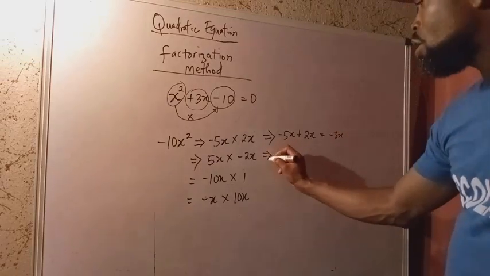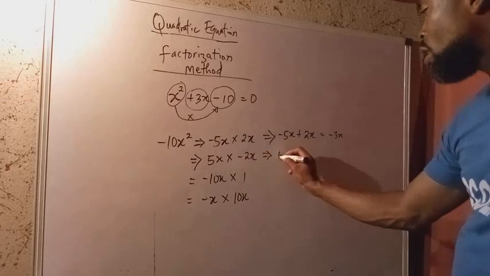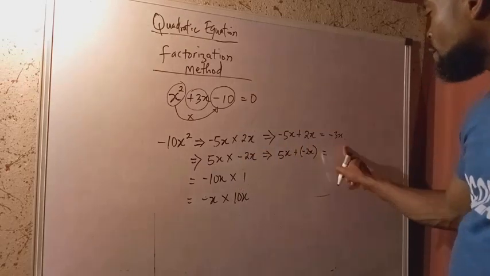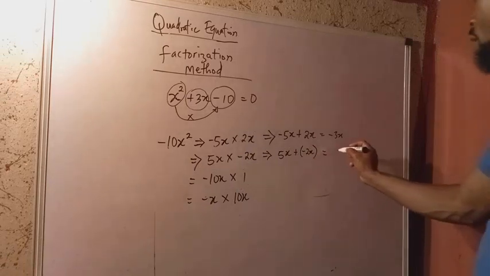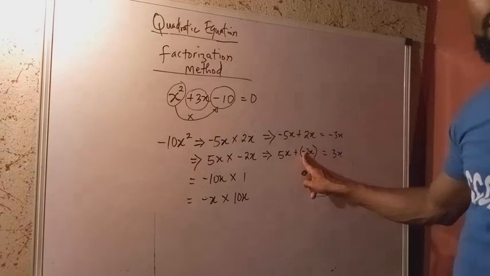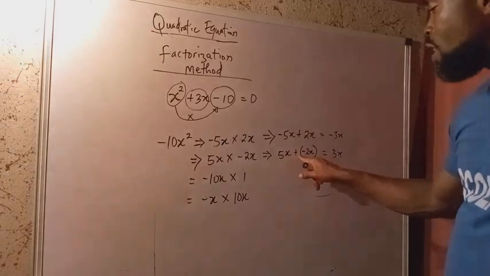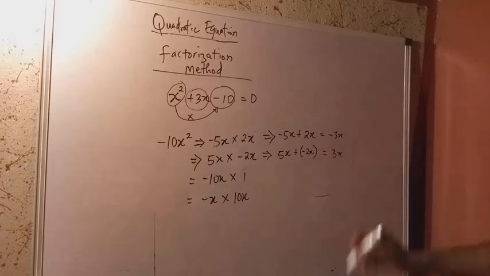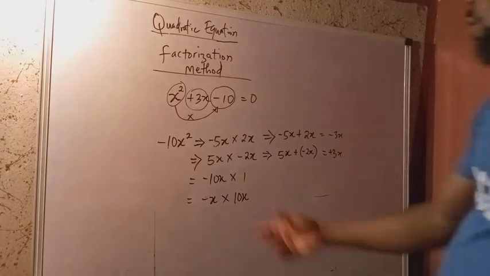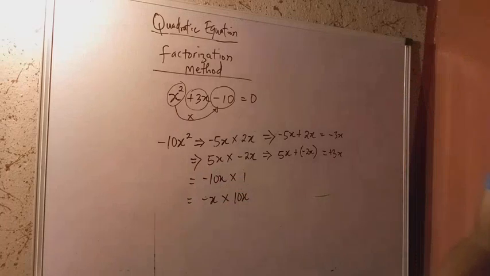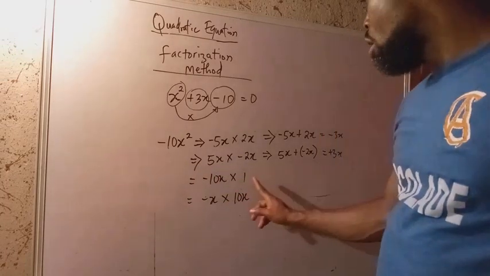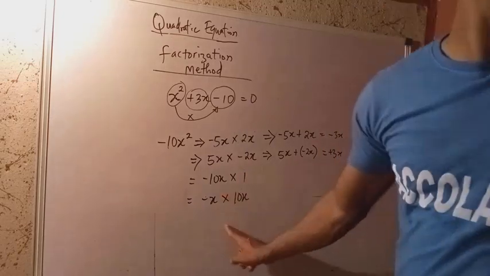Alright, so let's proceed to the next one. 5x plus minus 2x. 5x plus minus 2x is going to give me what? 3x. Because plus times minus here is minus. So we now have 5x minus 2x to give me 3x. This one is positive, this one is negative. So we are not going to go to the other factors, so that we can shorten this video. So we will not talk about this one and this one.